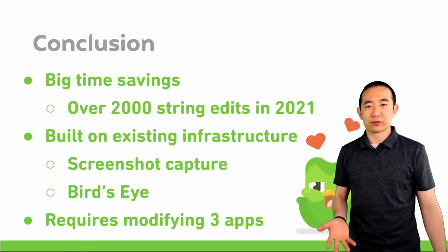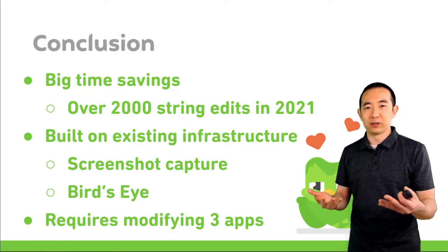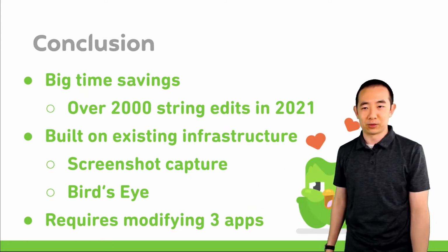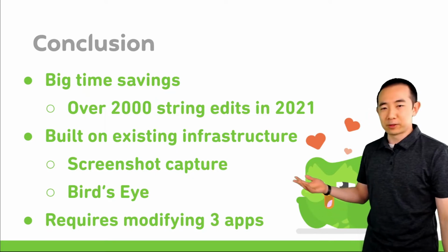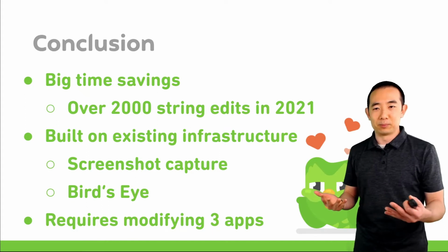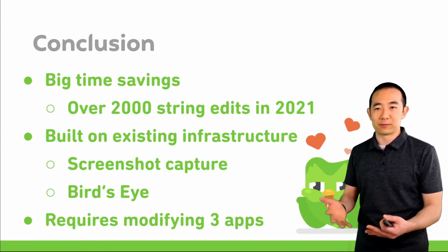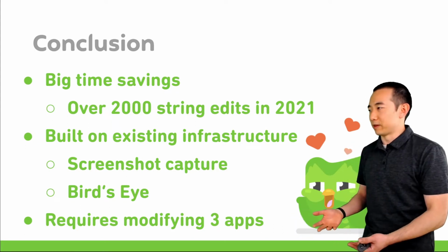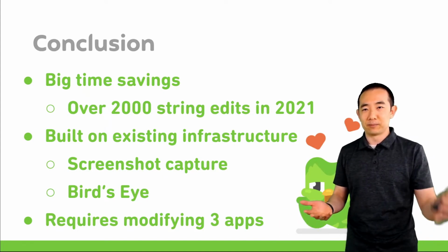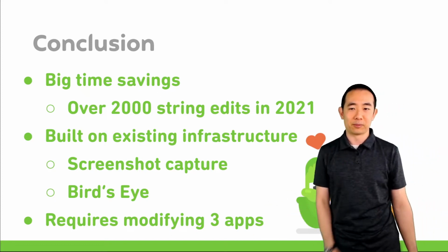Last year, we had over 2,000 string edits in Copycat, and so this tool saves us a lot of time. Instead of having to manually do the search every time, we can go directly from Birdseye screenshots directly into the Copycat tool. And as I mentioned before, this is also very easy to implement because it was built on top of our existing screenshot infrastructure. We didn't have to add anything new except for displaying the string and then OCRing the text. And then we also have Birdseye, and we just instrumented some new UI features on top of it to handle the connection between Birdseye and Copycat.